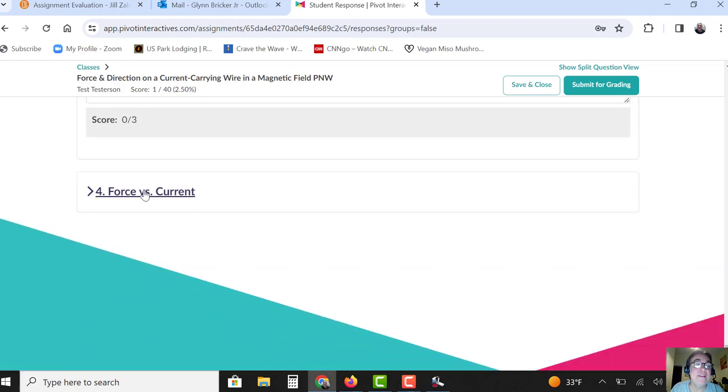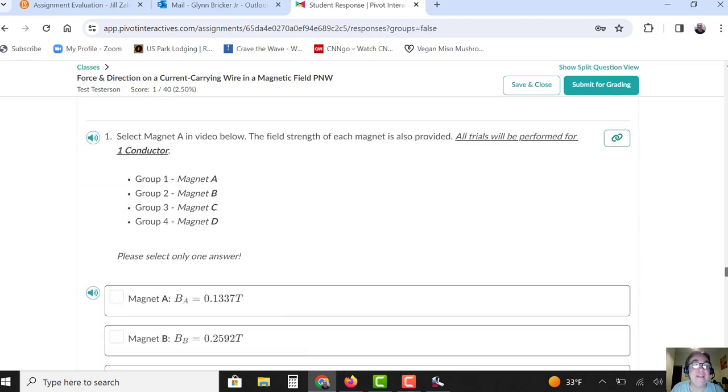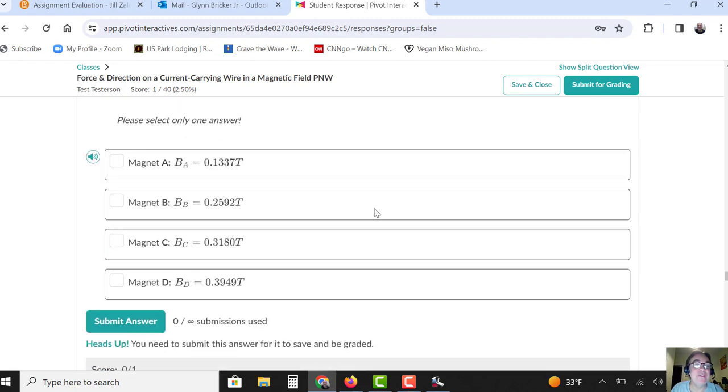Okay, and then the last part is force versus current. In this section, you're just going to be using magnet A the whole time. It says please select only one answer. We're only using magnet A. This is the magnetic field strength, 0.1337 Teslas. So click this, submit answer. That's what we're using. We're not going to use magnet B, magnet C, or magnet D at all. Just magnet A.